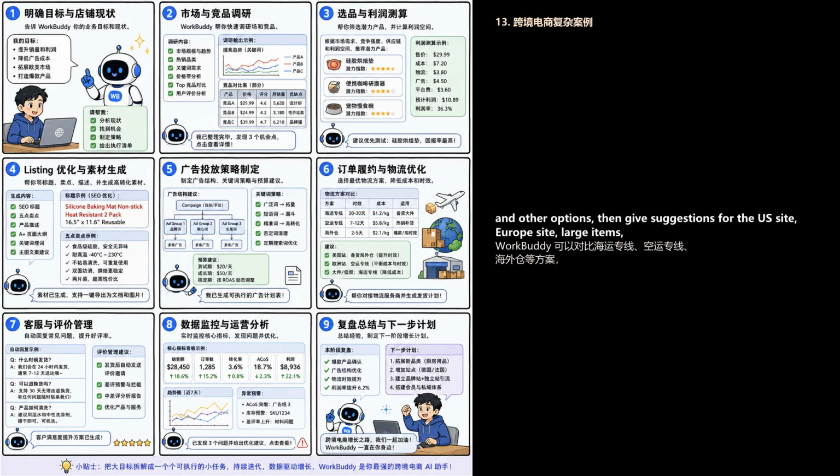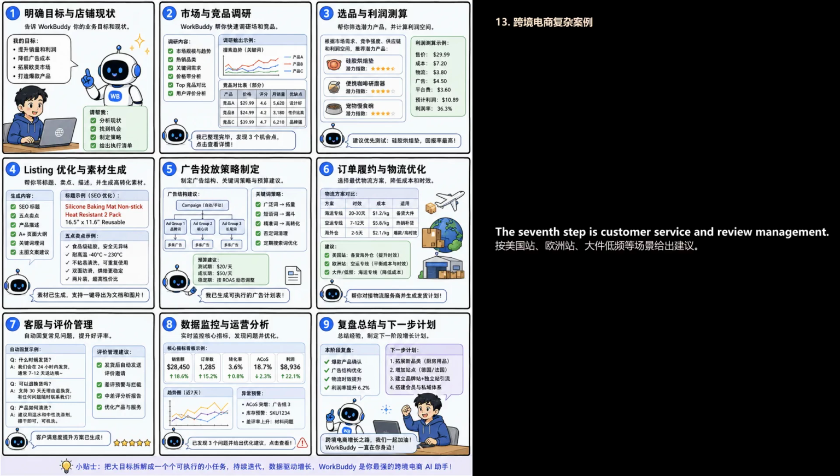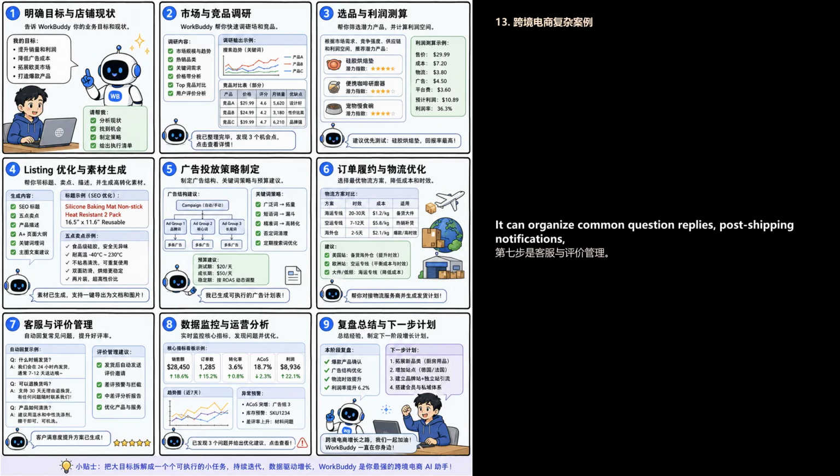The seventh step is customer service and review management. It can organize common question replies, post shipping notifications, negative review warnings, review analysis, and product service improvement suggestions. Customer service scripts must be truthful and compliant and cannot exaggerate promises.